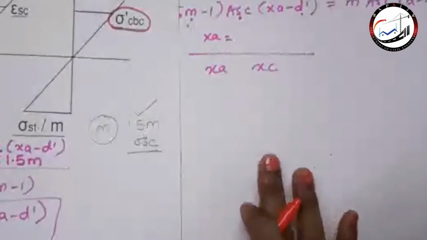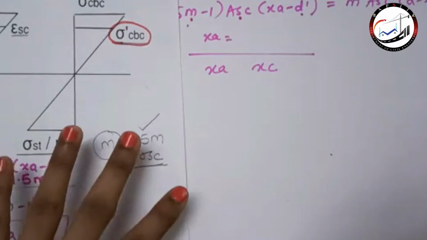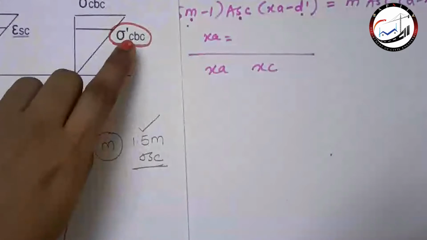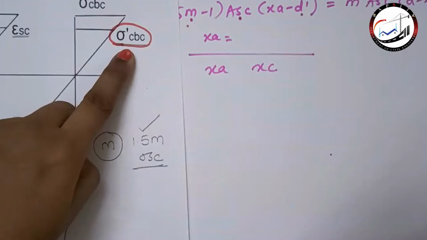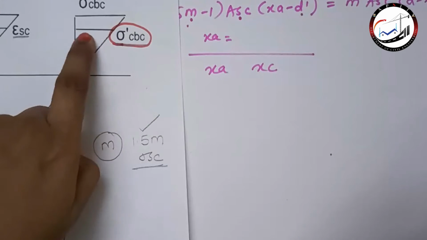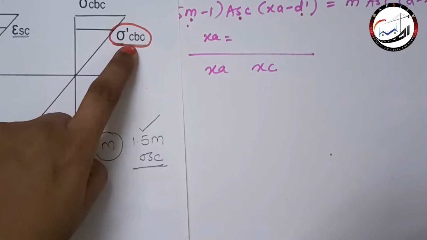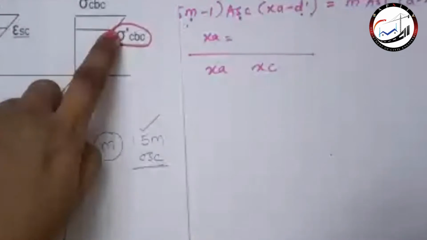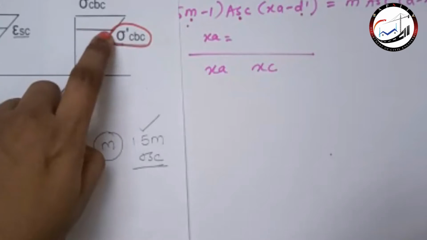A very simple technique which we have done earlier. Many a times this is asked in your orals. How do you calculate the stress in the concrete at the level where the steel is provided? This is sigma dash CBC. It is the stress in concrete at the level of the steel in the compression zone. We have to calculate what stress has come in the concrete where the steel is provided.